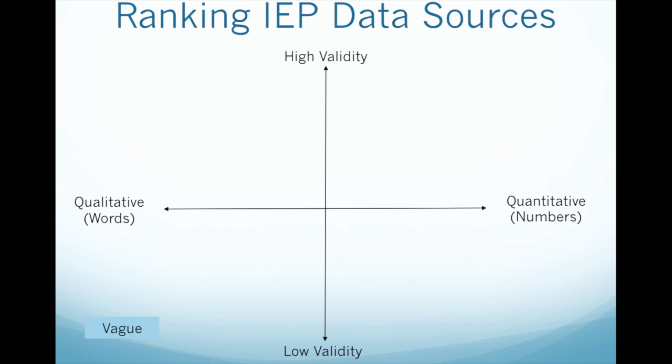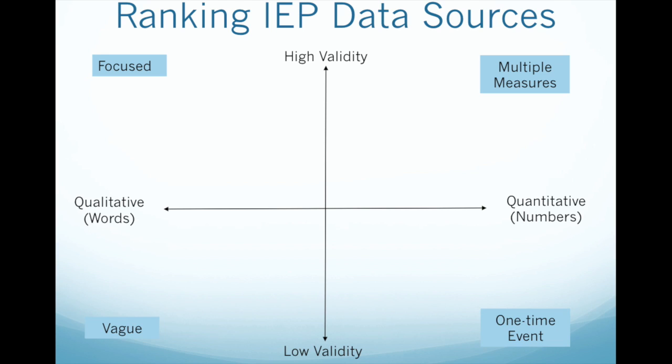Qualitative data with low validity is going to be vague. Qualitative data with high validity will be very focused, which is going back to that rich picture, sticking to the facts. Quantitative data with high validity will be multiple measures. We'll see what the kid is doing over a period of time, which makes it easier to project what we think they will do in the future. Quantitative data that's low validity will be a one-time event or have a very small group of kids included in the sample.